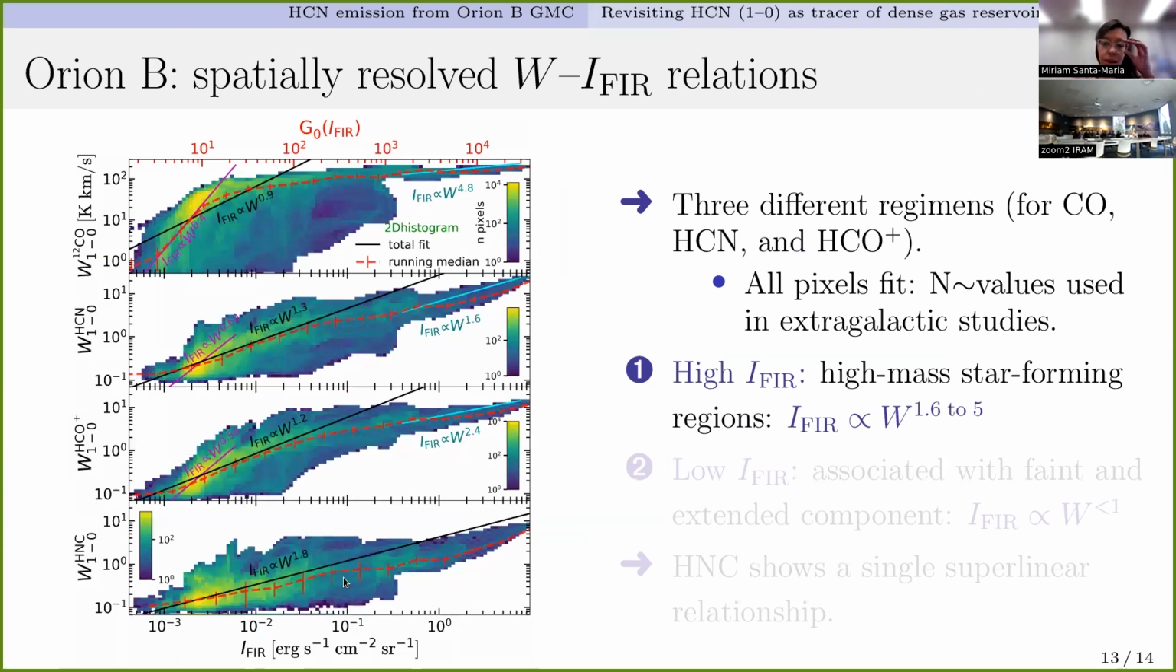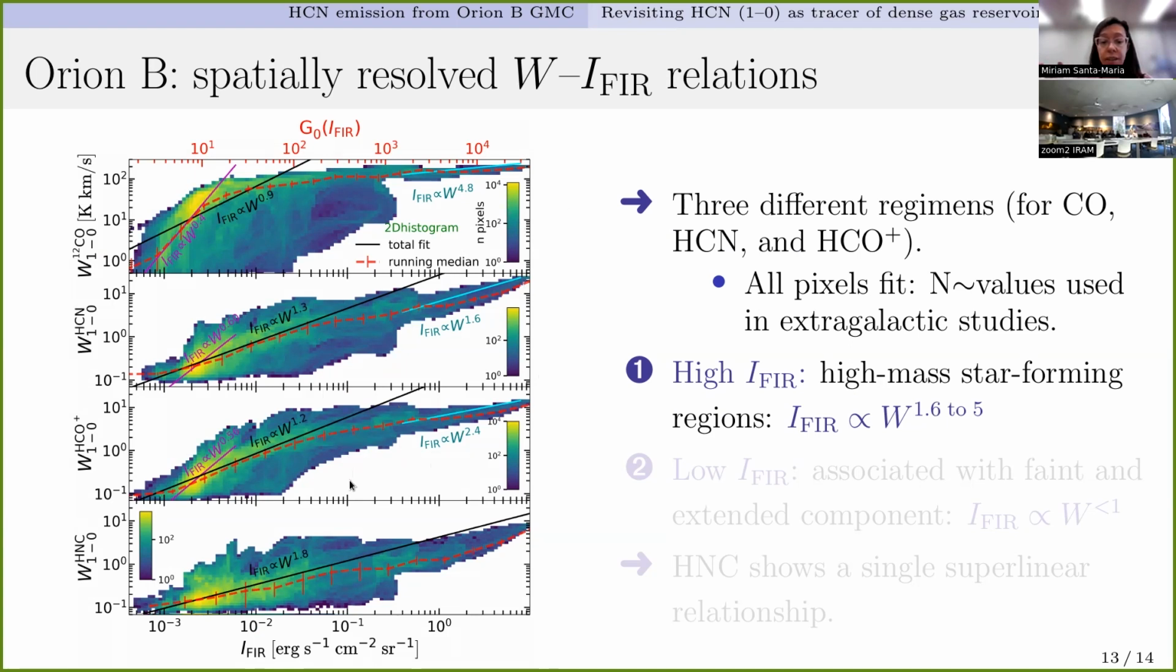This is similar to what is used in extragalactic studies. So the Kennicutt-Schmidt law. What we can see here very fast is that for the CO, HCN, and HCO+, when we fit the histogram for all the pixels, we get power laws with values similar to those used in extragalactic studies.